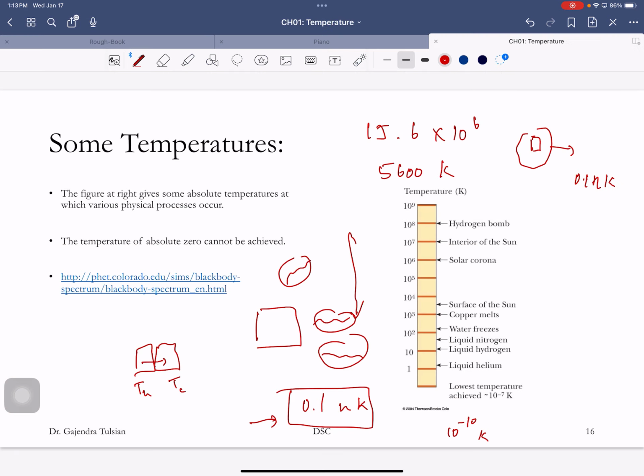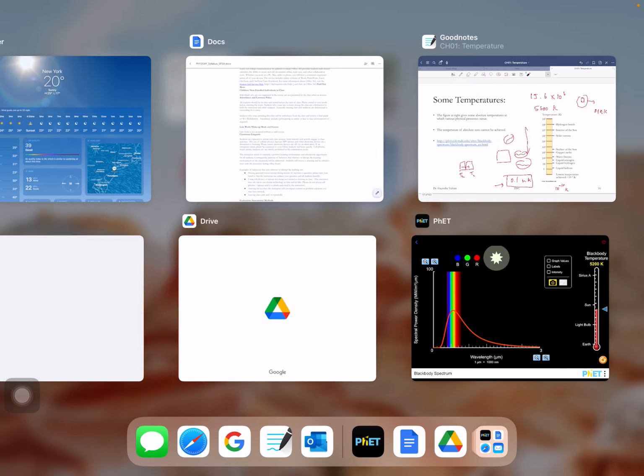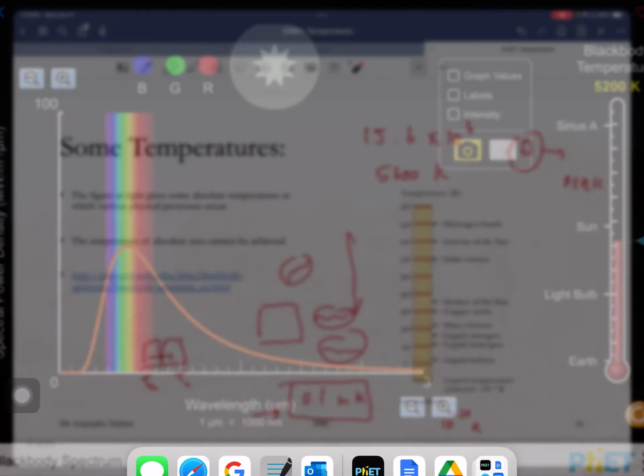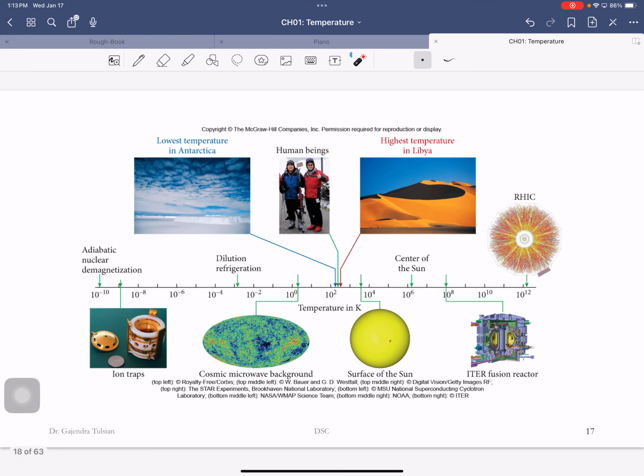Anyway, the important thing is the temperature of remote objects is measured from the black body radiation spectrum. That's how you get the temperature of a furnace, for instance. Nobody sticks their hands in a furnace. All right, so here's an interesting little chart.